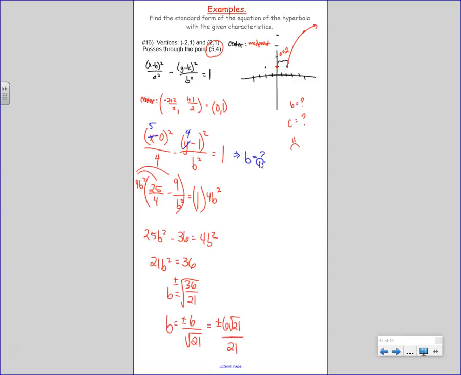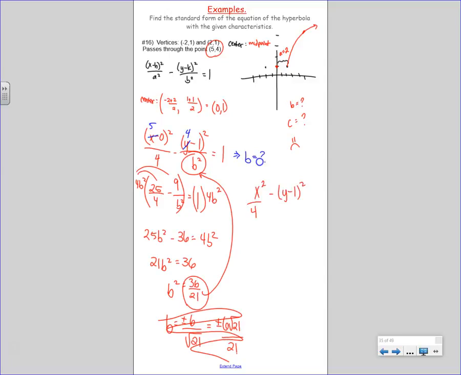But wait. Where's the b supposed to go? Oh, it's supposed to go up here. Hold on. I don't even want the b. What do I technically want? The b squared. So couldn't I just keep the 36 over 21 and forget all that nastiness, and just plug that in? You could do this whole rationalization, but looking back at the beginning, you realize you don't even need that. So then we end up with x squared minus (y minus 1) squared all over 4.